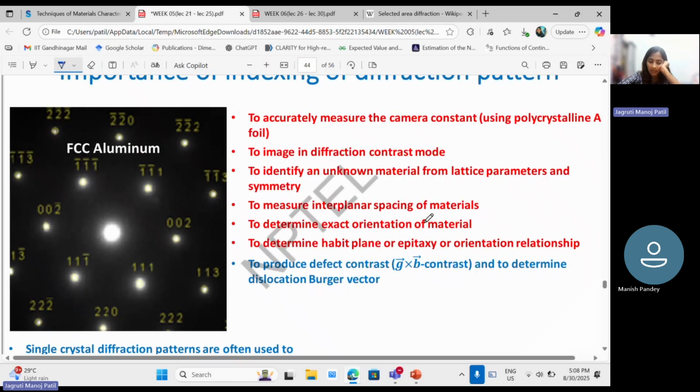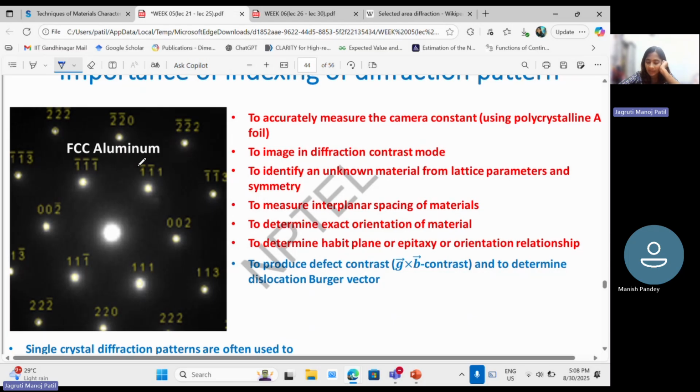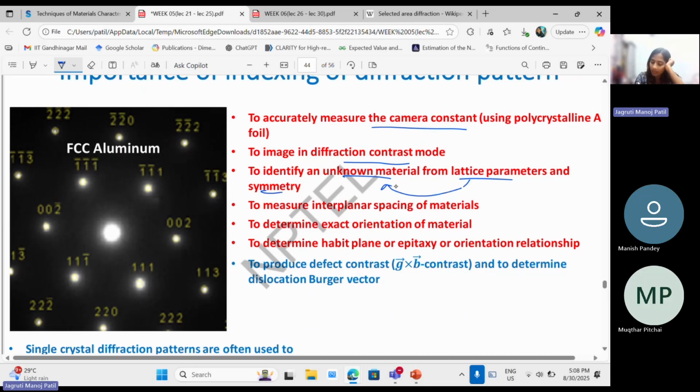So why do we need the spacing and indexing of the diffraction pattern? Which particular face-centered cubic structure is it? It will definitely tell us information. First, it helps us measure the camera constant. Next is the diffraction contrast mode, for an unknown material. How do we know that? If I don't have specific information about my material, and it's the first time I'm imaging it, I want to see what else is inside it. From the lattice parameters and the symmetry, although it's quite complex to get there from these two parameters, people do so and have been successfully able to do that. So of course it's possible to do.